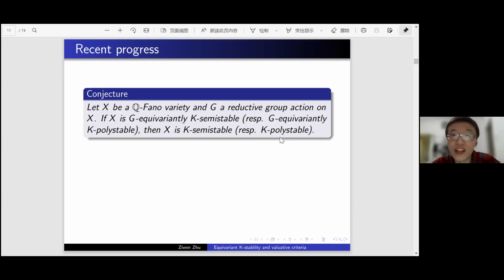Then we have this conjecture, which tells us that equivariant K-stability is actually enough. For Q-Fano varieties with a reductive group action, if it's equivariantly K-semistable or equivariantly K-polystable, then in fact it's already K-semistable and K-polystable. If this conjecture is true, it'll help us with a lot of examples. When we consider examples with symmetry, we can just check equivariant K-stability, and then using this conjecture, we can deduce that it's already K-stable.